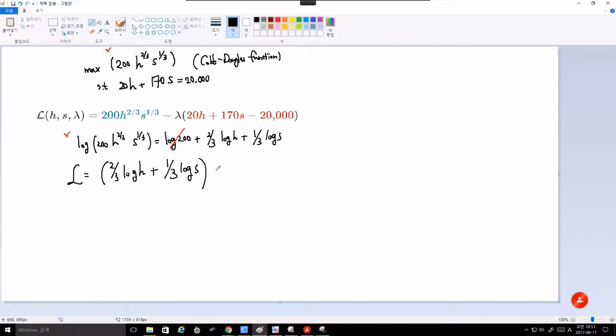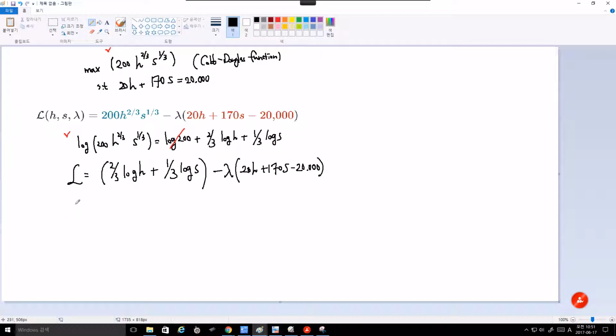This one. And again, we write down the Lagrangian: log H plus 170 S minus 20,000. Okay. Now, the next step is the same. If we use log, it is much more convenient.